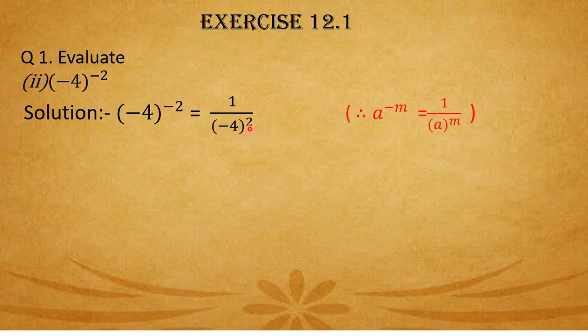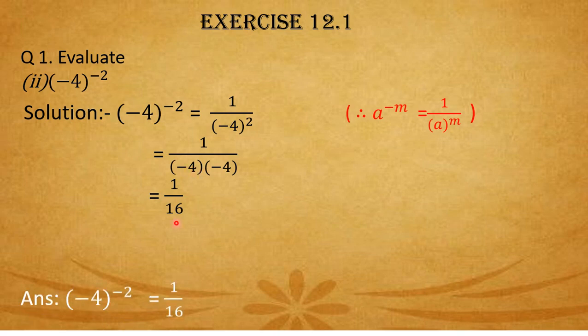Now minus 4 square means minus 4 multiplied 2 times. So 4 into 4 is 16. Minus 4 and minus 4 multiplied gives 16. So here we can say minus 4 raised to the power minus 2 is 1 upon 16.